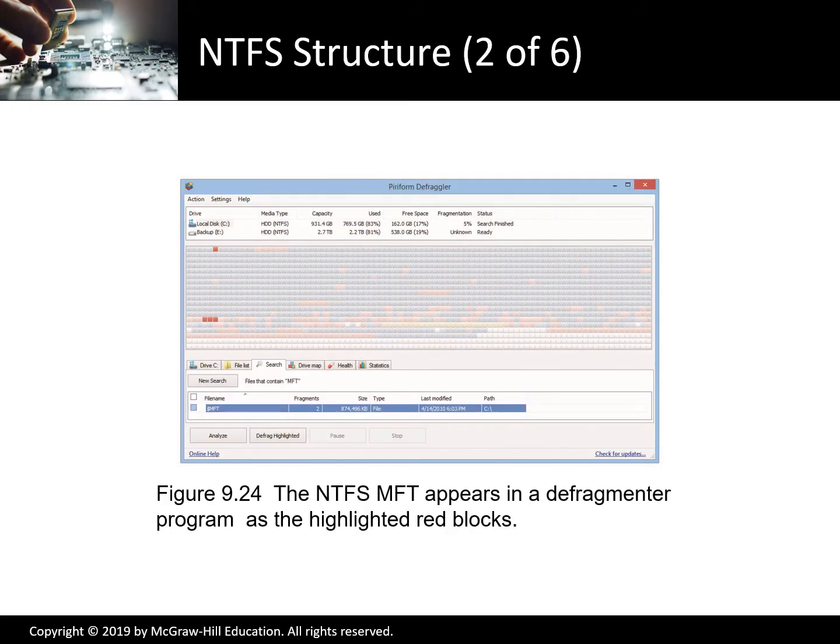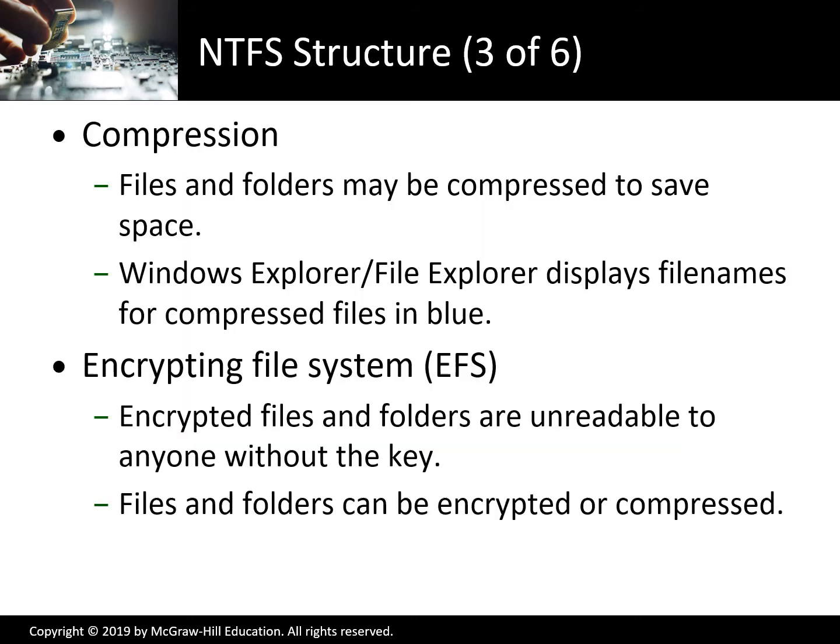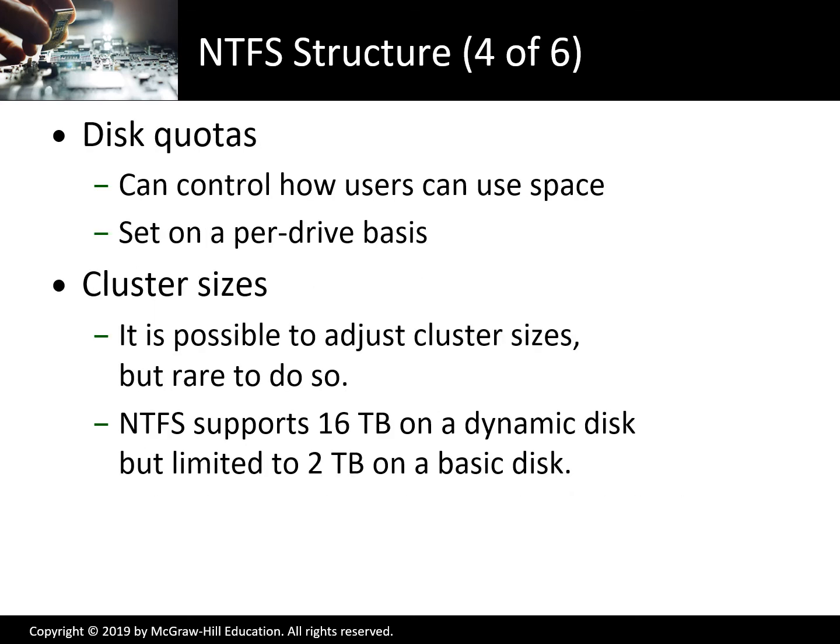Here's the defragmenter working. Compression. They could actually compress files slightly. It's not as big as you'd think to save space. You can do it with Windows or File Explorer. And the encrypting file system encrypts the files, and they're unreadable to anybody without a key. Files and folders can be encrypted or compressed. Do not lose the key.